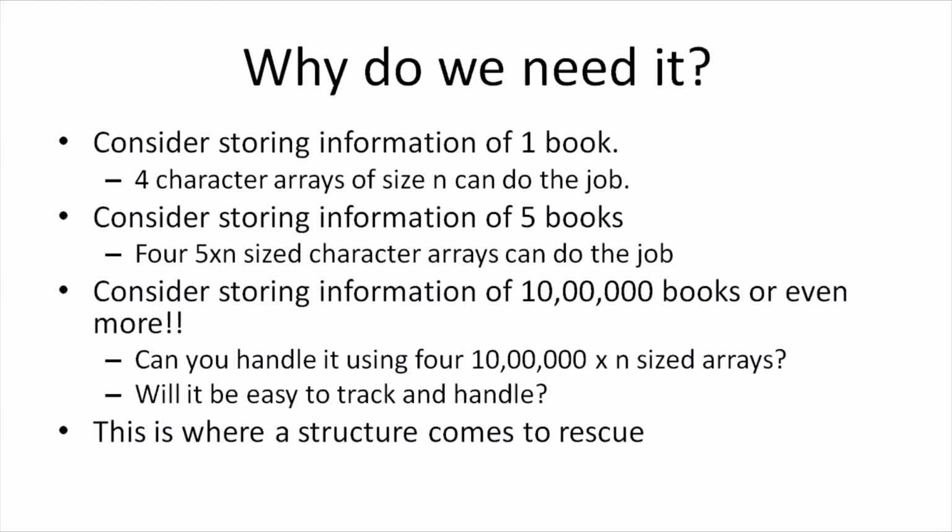Now let us consider how we can store the information in a structure. If we consider storing information about one book, we can have four different character arrays by the name of title, publisher, author, and volume to store the information of the book. However, if we now consider storing the information of 5 books, we can consider four 5 cross n size character arrays. However, if we have to store the information of about 10 lakh books or even more, can we handle it by using four 10 lakh cross n sized arrays? Will it be easy to track and handle? Definitely not, right? This is where a structure comes to our rescue.